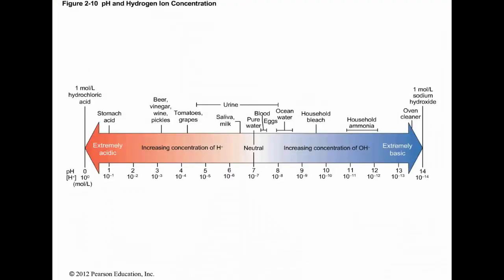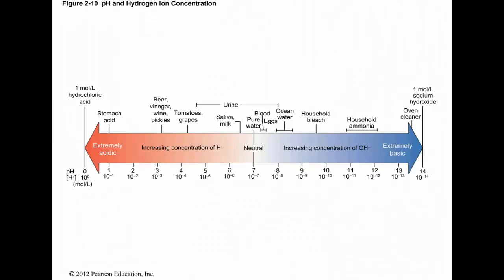So here we've got a scale, and you can see some everyday items. So if we start in the middle, where we said that that was 7 and that was pure water. If we move to the acidic side, so where it is moving to the left, we can see that milk and saliva is a little more acidic. And then we've got tomatoes and grapes. Over the top of it, we can see that urine has a tendency to be acidic. We've got beer and vinegar. And finally, we've got stomach acid. And then you've got hydrochloric acid, which is very strongly acidic.